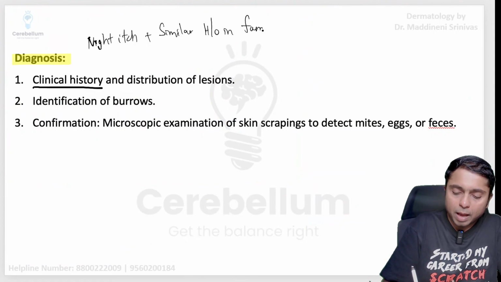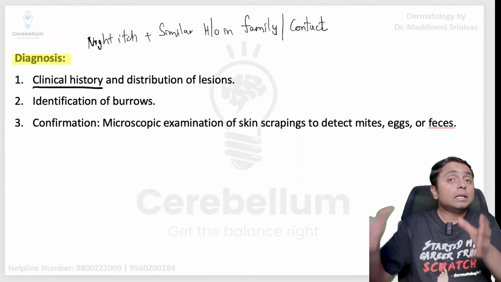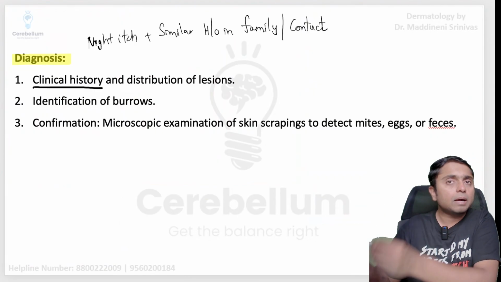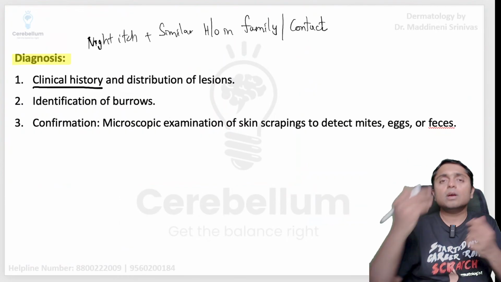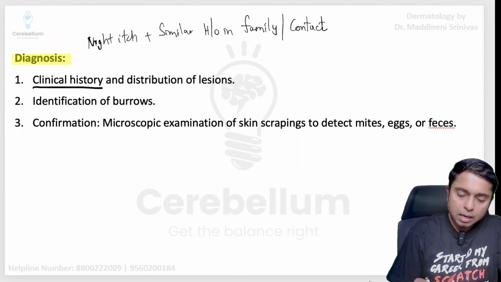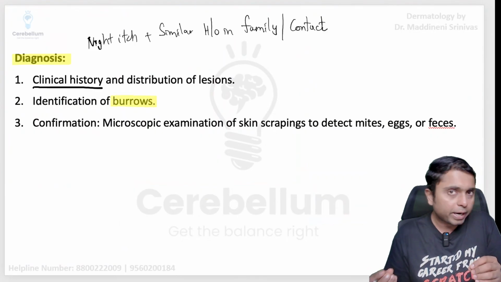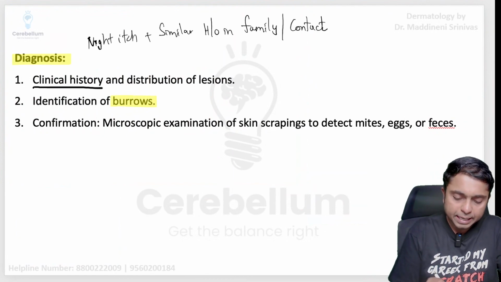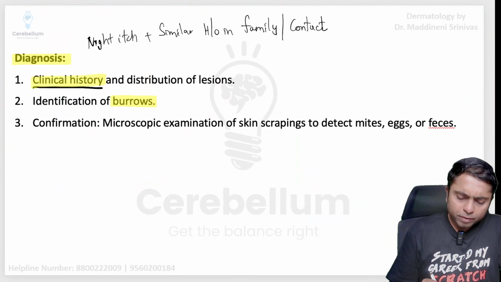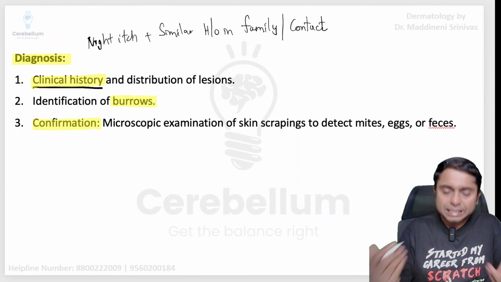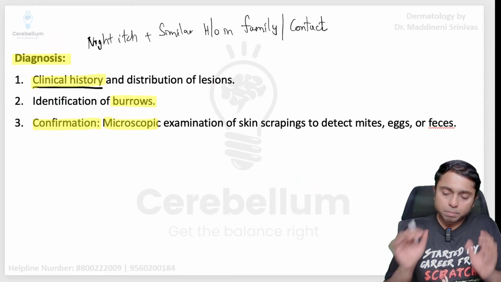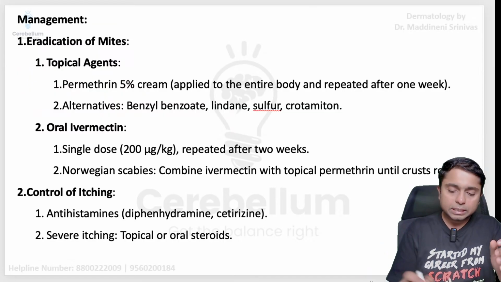Similar history in the family, or if they are staying in any PG or hostel, then the contacts will also be having similar complaints, because this can get transmitted from one person to another through skin to skin contact, or even through fomites, that is the clothes. And of course, identification of the burrows is one more important pointer towards the diagnosis. Both these things are clinical. Apart from this, for confirmation, we can scrape these burrows, put it over a glass slide and see under the microscope for the presence of the mite. So these are all the diagnostic techniques.